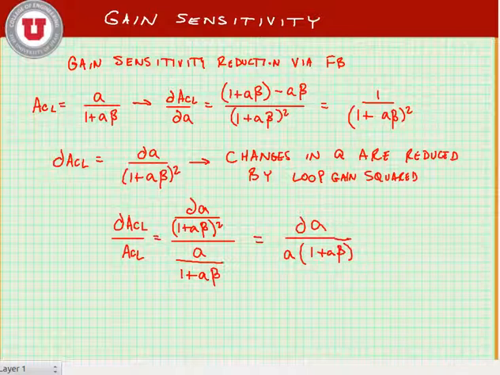So again, what we see is that we get a small fractional change in closed loop gain for a change in the open loop gain. And that's what we want to see. It's easy to make a very large open loop gain, but it's very difficult to make a very precise open loop gain. So we'd like to not have our circuit depend very much on the amplitude of the open loop gain.